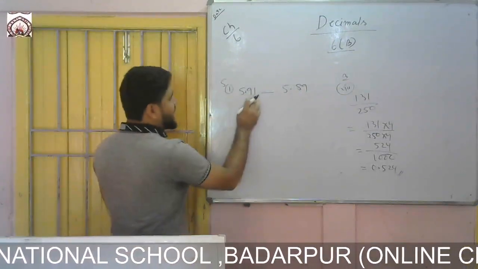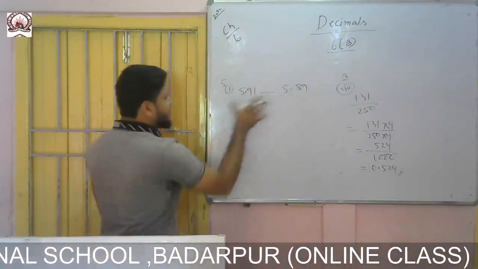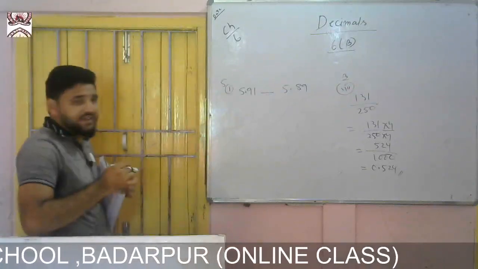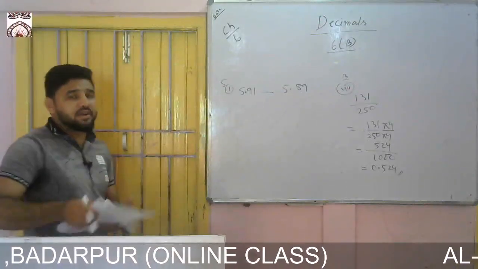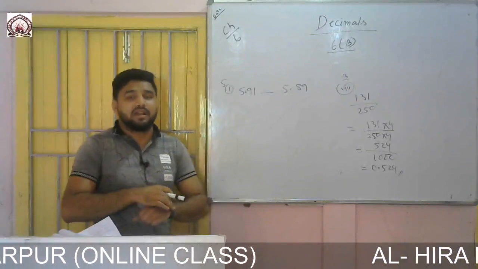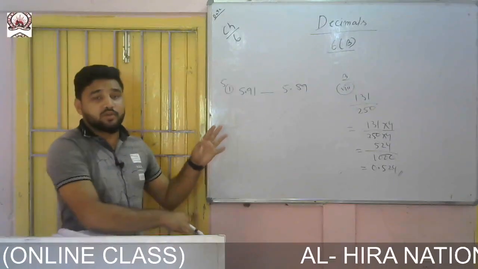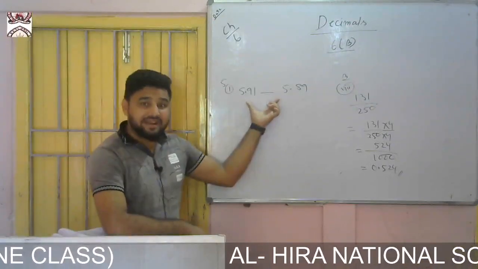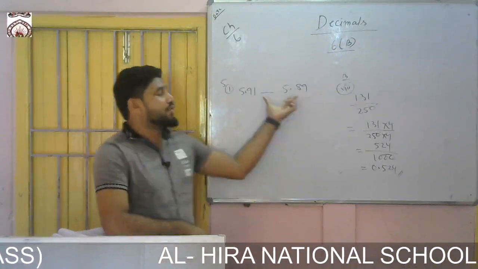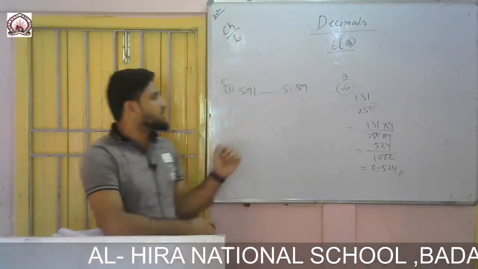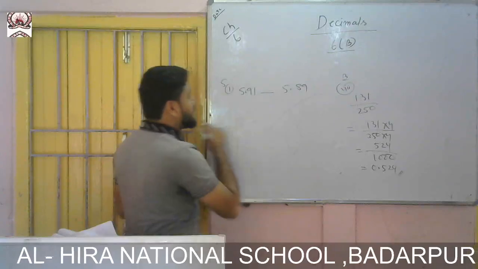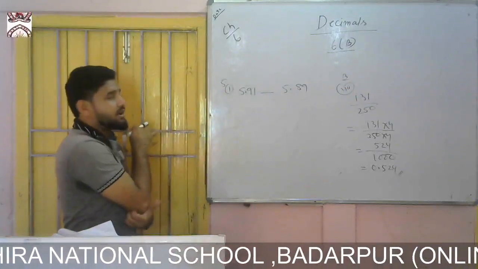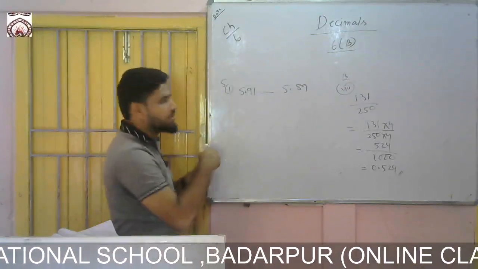You see 5.91 and 5.89. The integral parts are the same. First you check the integral part. If the integral parts are the same, then you go for the fractional part. Here the integral parts are the same, so go for the fractional part. Which one is bigger, 91 or 89? Obviously 91. So it is greater.